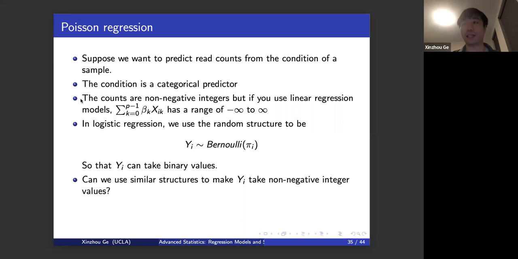You have solved this inconsistency in logistic regression by assuming that the response comes from a Bernoulli distribution, so that the yi can take values 0 or 1. Can we use similar techniques to make the response non-negative integers, so that we can use similar models to model the relationship between the condition and the number of counts, the number of reads? So, here is how we solve this.